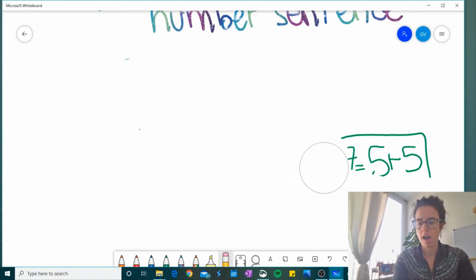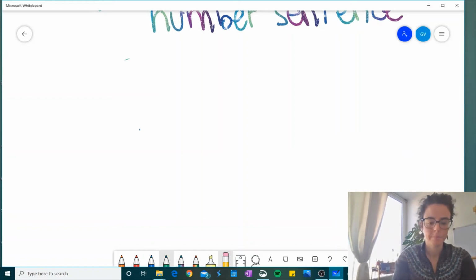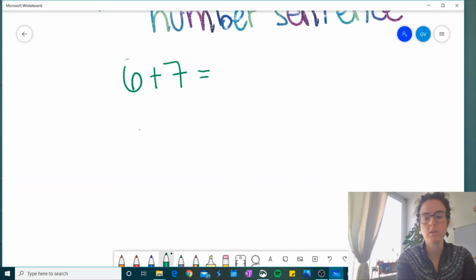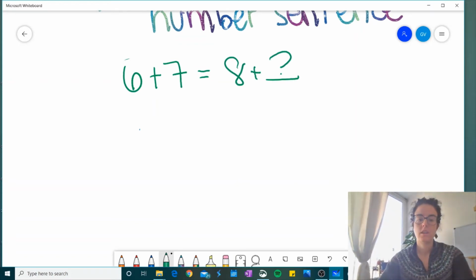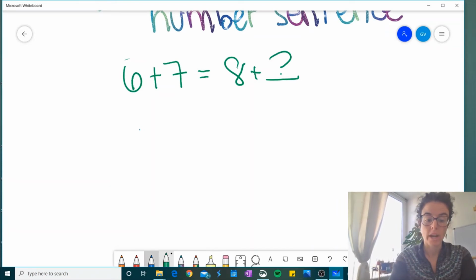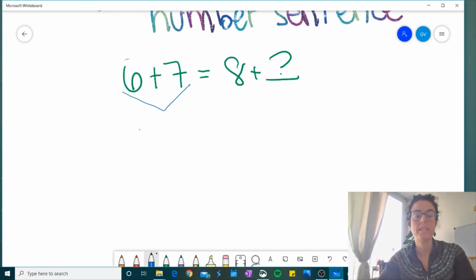Let's try 6 plus 7 is equal to 8 plus what? Okay, remember, step 1, we've got to figure out what 6 plus 7 is. That's our first step. What do you think it is? Did you say 13? That's correct. It is 13.